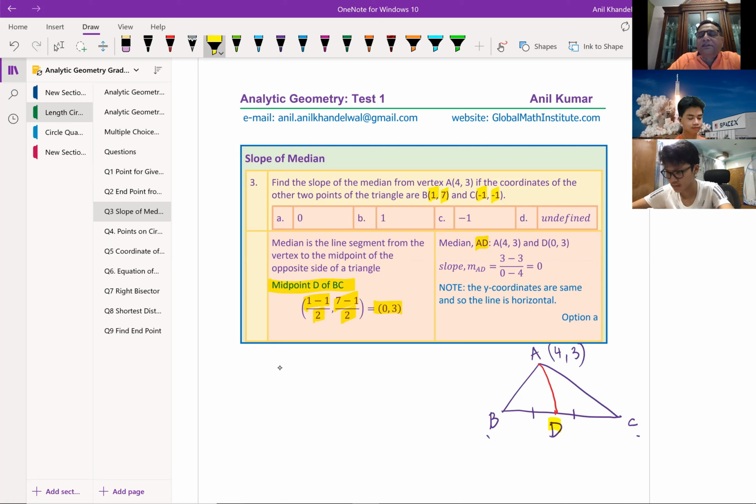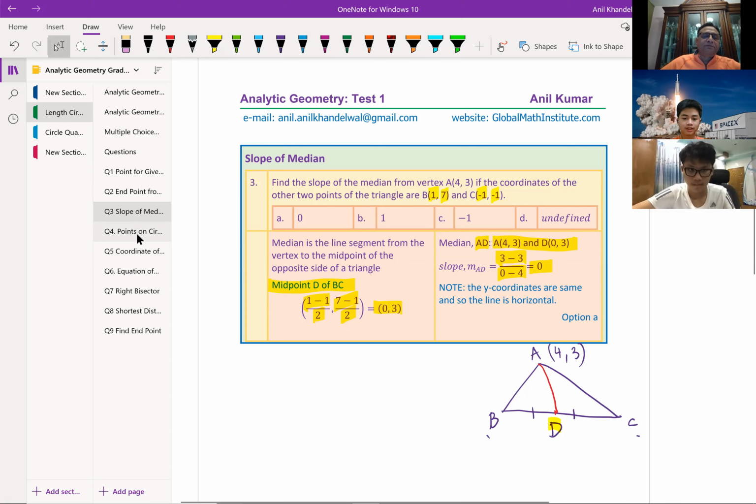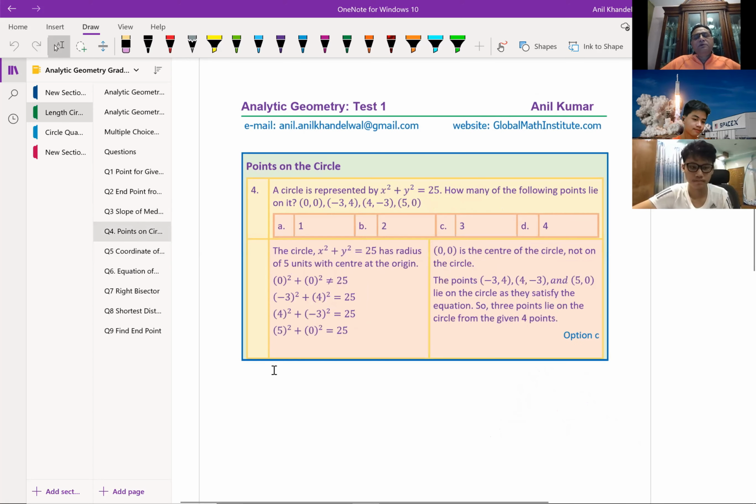Now we need to find the slope of AD using the formula y2 minus y1 divided by x2 minus x1, right? So we have these 2 points A and D. Substituting them, we get the slope. Since the y coordinates are the same, 3 and 3, the slope is 0. And that is how we get the solution of this question. Is that clear to you? Okay, great. Question number 4.